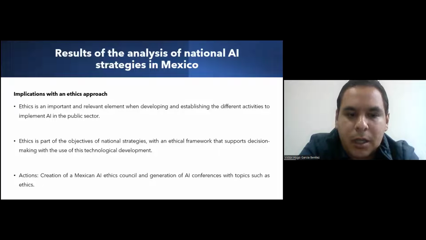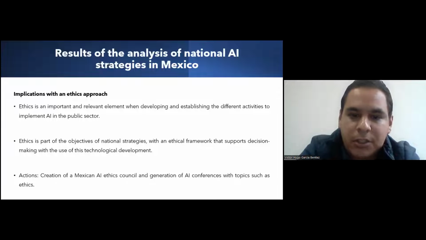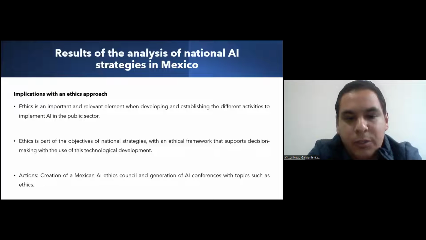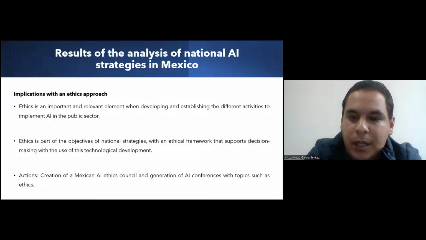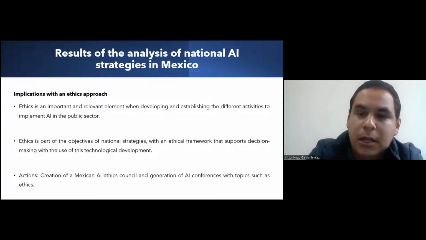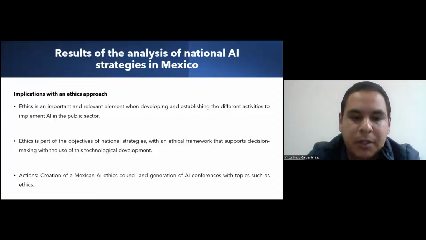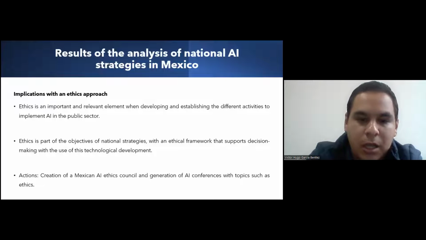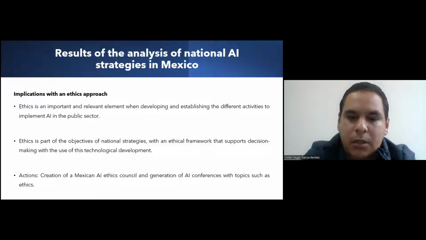Regarding the implications with an ethical approach, ethics is an important and relevant element when developing and establishing the different activities to implement AI in the public sector. Ethics is considered a fundamental pillar for the implementation of AI as a decision-making tool. The documents contemplate the ethical challenge in terms of security, connectivity, and inclusion. Ethics is a part of the objectives, vision, and goals of national strategies, with an ethical framework that supports decision-making with the use of this technological development.